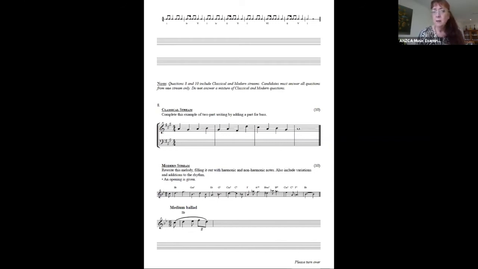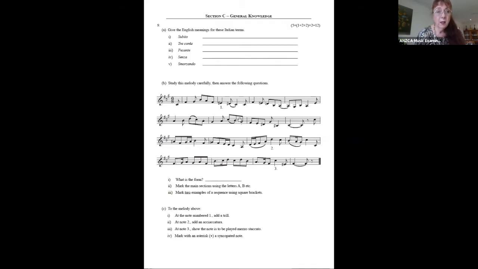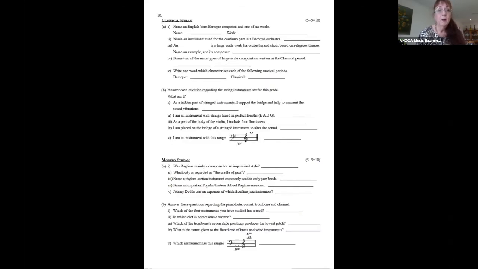So that's all that is. The modern stream is actually embellishment written down. Really, that's what it is. Now, the last couple of pages, you've got normal terms and what have you. Study this melody carefully and, you know, questions. But very much on the last page, if you're classical stream, you do.